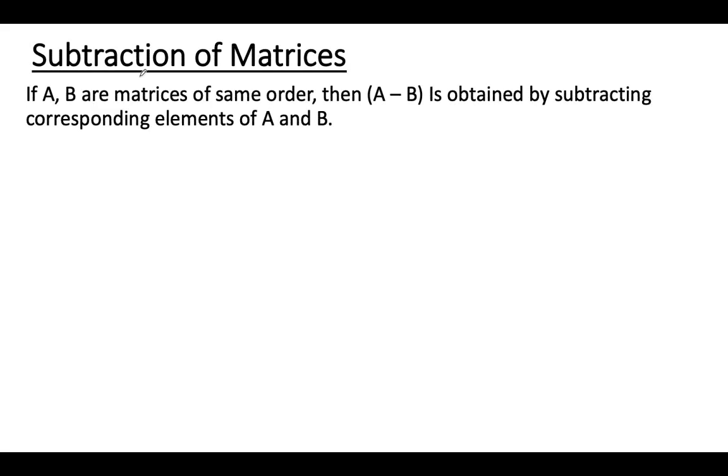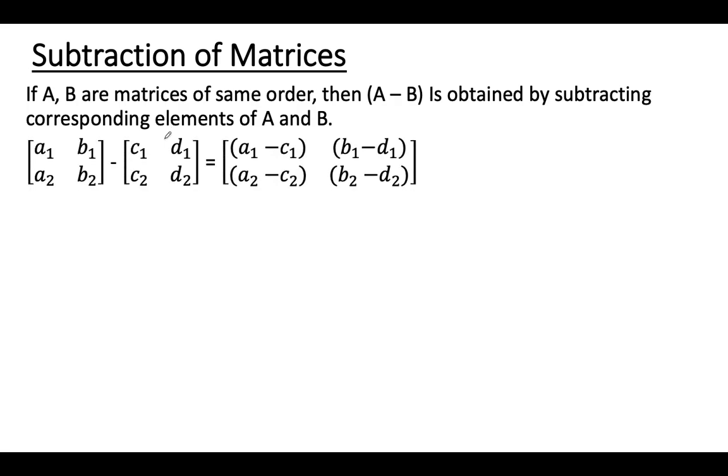Let's now look at subtraction of matrices. If A and B are two matrices of the same order, we can subtract the two matrices by subtracting the corresponding elements. Let's look at this. If I call this matrix A and this matrix B, then matrix A is of order 2 by 2, and matrix B is also of order 2 by 2. When we want to subtract A and B, we subtract the corresponding entries. The first element of matrix A minus the first element of matrix B will be the first element of the resulting matrix. The resulting matrix will also be of the same order.